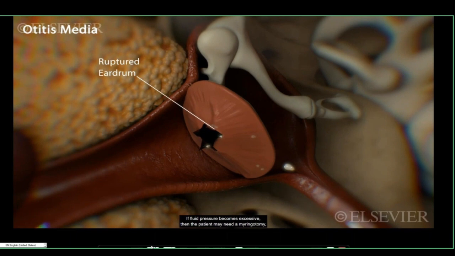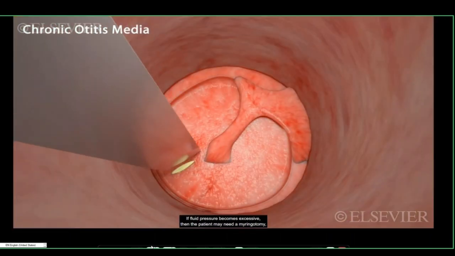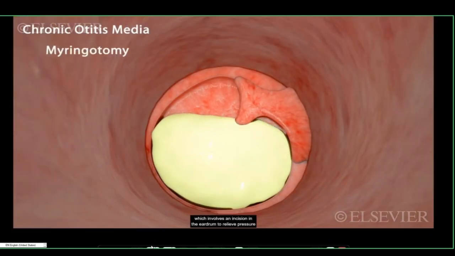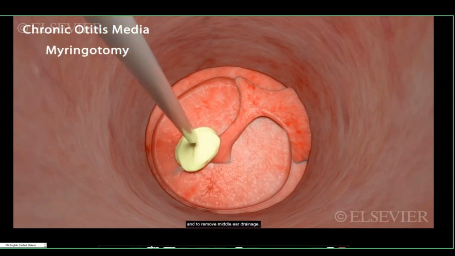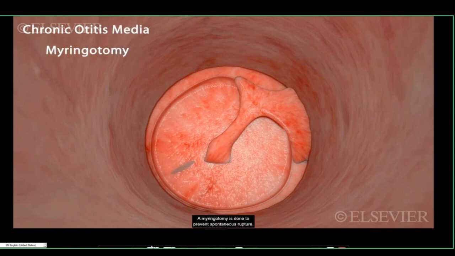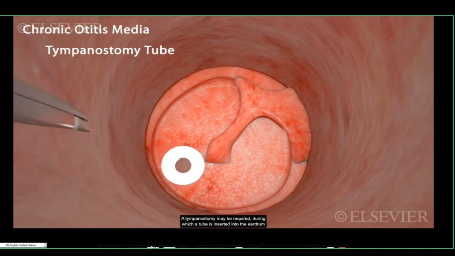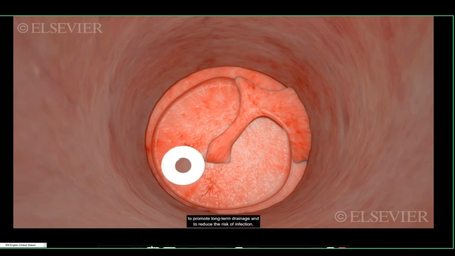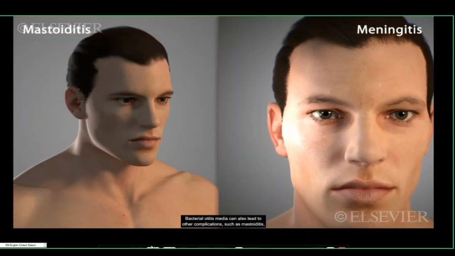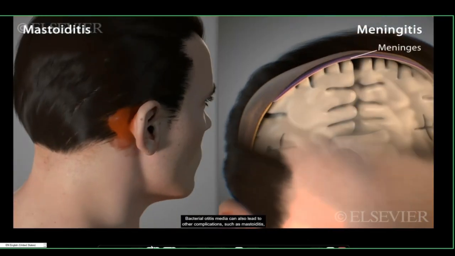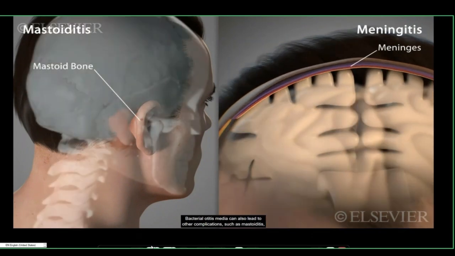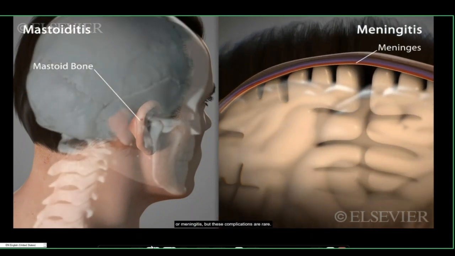If fluid pressure becomes excessive, then the patient may need a myringotomy, which involves an incision in the eardrum to relieve pressure and to remove middle ear drainage. A myringotomy is done to prevent spontaneous rupture. A tympanostomy may be required, during which a tube is inserted into the eardrum to promote long-term drainage and to reduce the risk of infection. Bacterial otitis media can also lead to other complications, such as mastoiditis or meningitis, but these complications are rare.